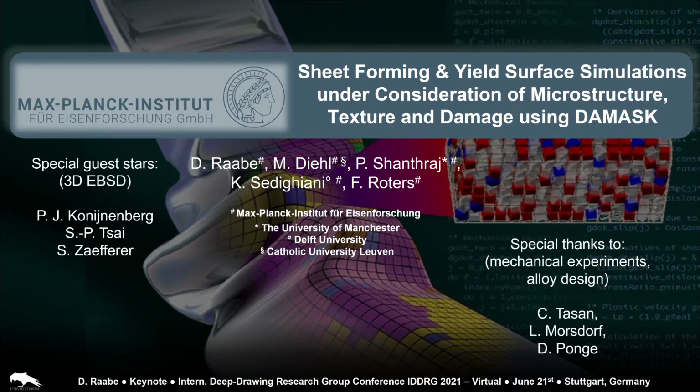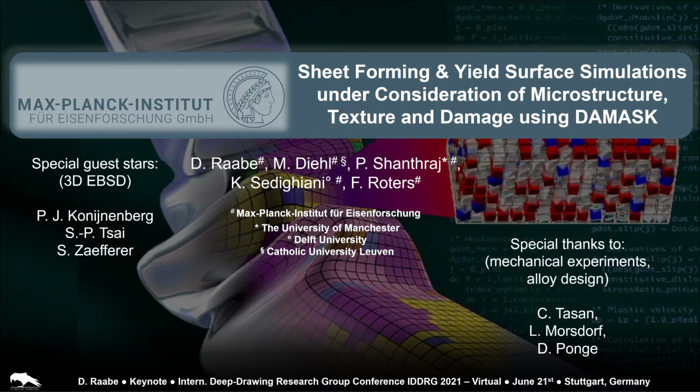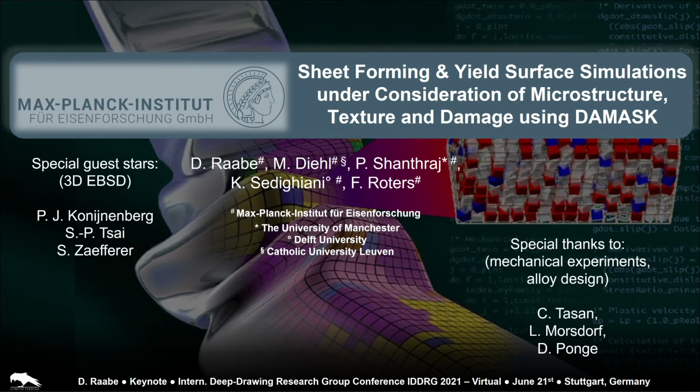It is about sheet forming and yield surface simulations where we consider microstructure, texture and damage by using our free software package DAMASK. And I will give a couple of introduction items and also show how we can apply it to sheet forming applications. I will highlight the contributions of all my colleagues who helped realize this project as we go along.